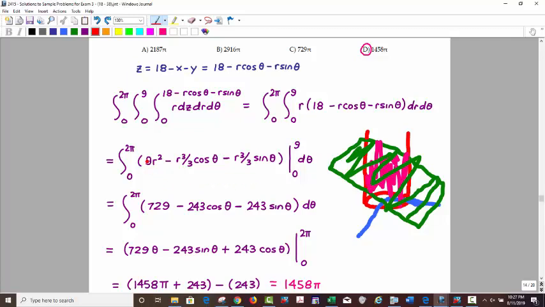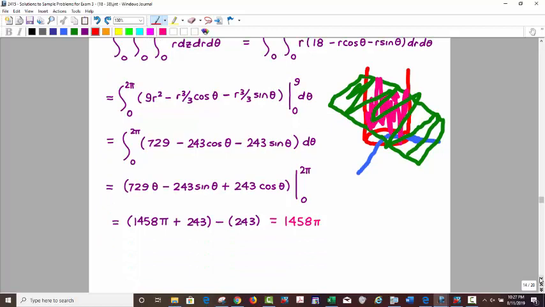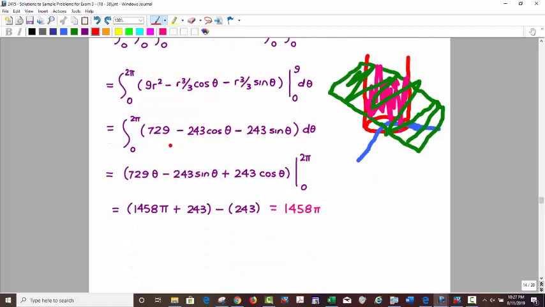And that's going to give me 9 times 9 squared, which is 729. 9 cubed divided by 3 is 243, once for both of these. So now we integrate with respect to theta. The antiderivative of negative cos theta will be negative sine theta. And the antiderivative of negative sine theta will be positive cos theta. So we put in 2 pi, we put in 0.